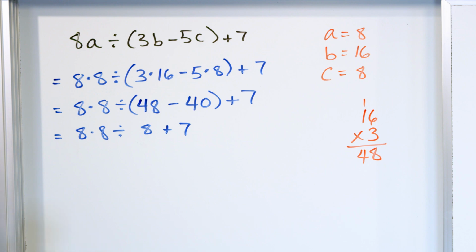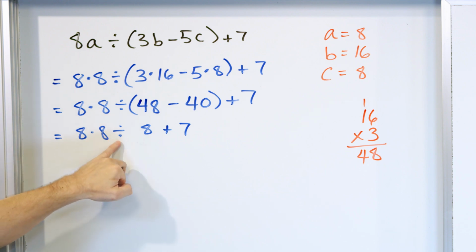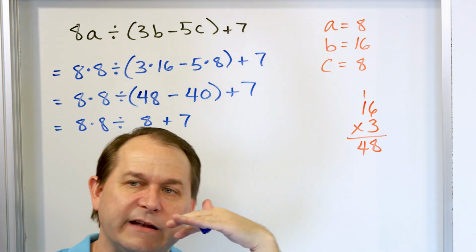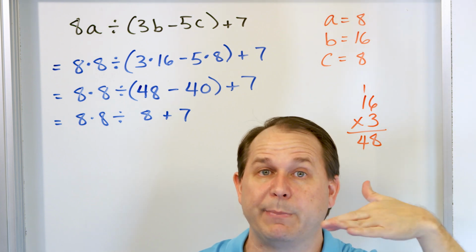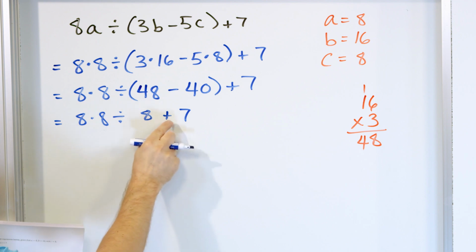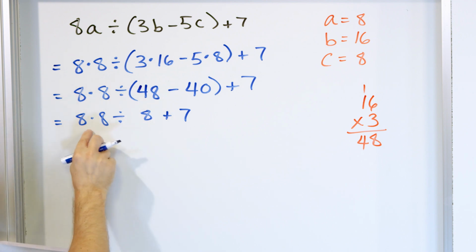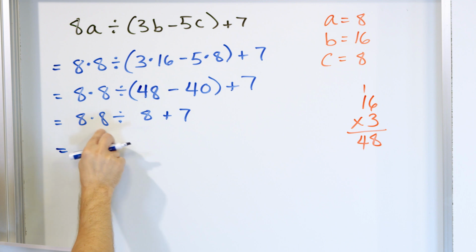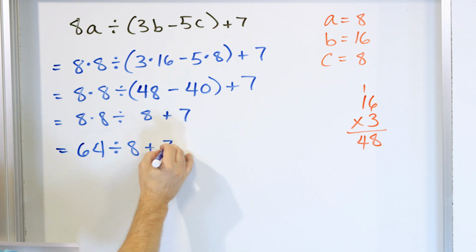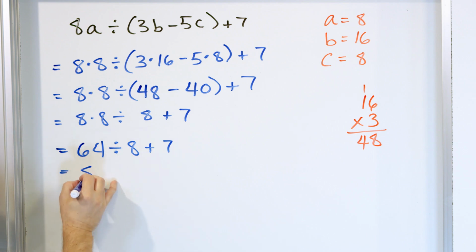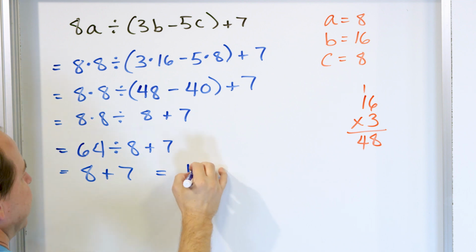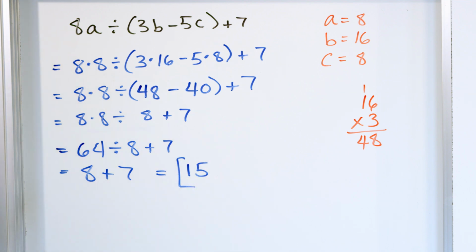Now what do we do? Because we have multiplication, we have division, and then we have addition at the end. So order of operations says that multiplication and division are at the same priority level, but they're both above addition or subtraction. So we have to do this multiplication and division before the addition there. And we go left to right. 8 times 8 is 64. Then we rewrite the problem. Divide by 8 plus 7. And 64 divided by 8 is 8, because 8 times 8 is 64. And then what is 8 plus 7? You get positive 15. Positive 15 is the right answer.